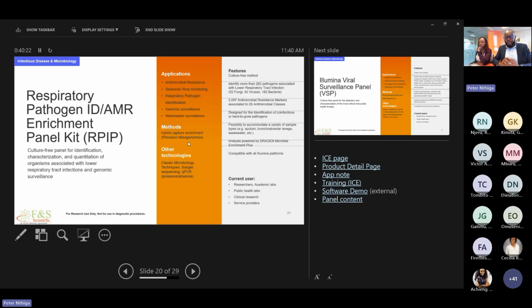So if your particular objective is to understand really what is going on, maybe circulating, in an outbreak situation, or maybe just in a routine surveillance system, this is a panel that can quickly come in handy to help you address that objective. And another key advantage that comes with this panel is the data analysis is freely powered on the Illumina Base cloud data analysis solution. So really, it helps you to quickly address a situation like an outbreak.